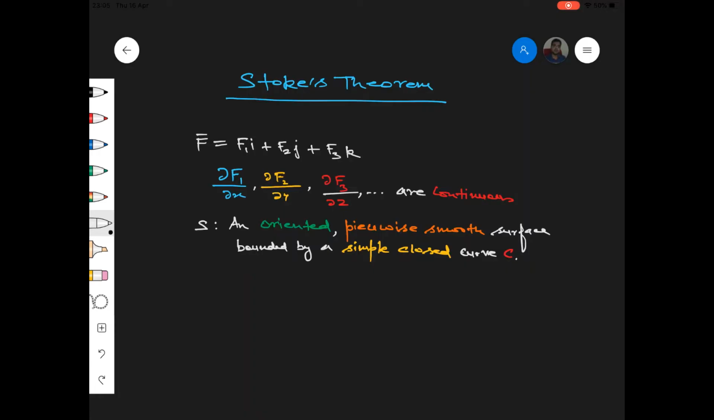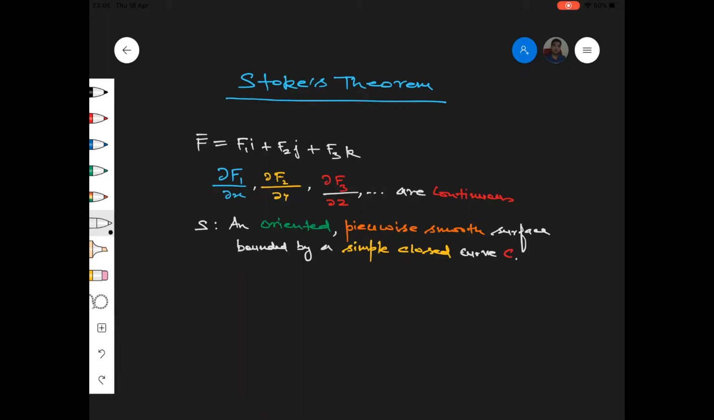In this video lecture, first we'll define the statement of Stokes theorem, and then we'll understand how it works and how we can evaluate it via a numerical example. So let us begin with the formal statement of Stokes theorem.